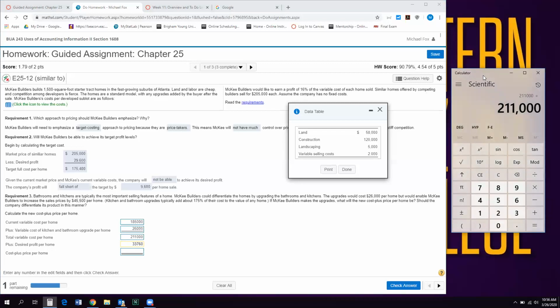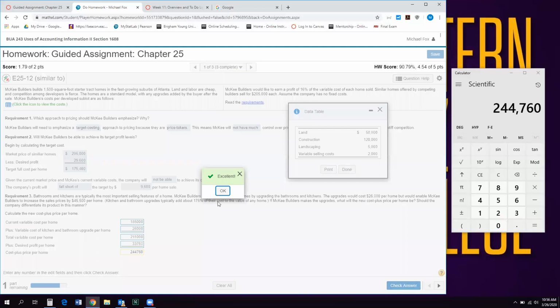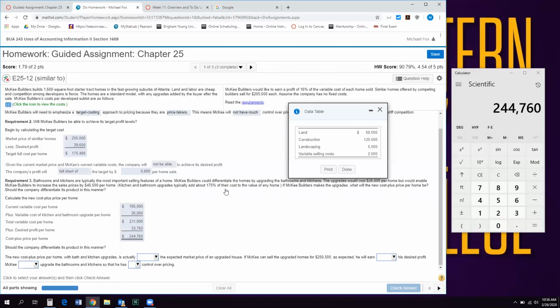So 211,000 plus 33,760. Cost plus price for the new home would be 244,760. All right, so the new cost plus price with bath and kitchen upgrade is actually blank the expected market price.